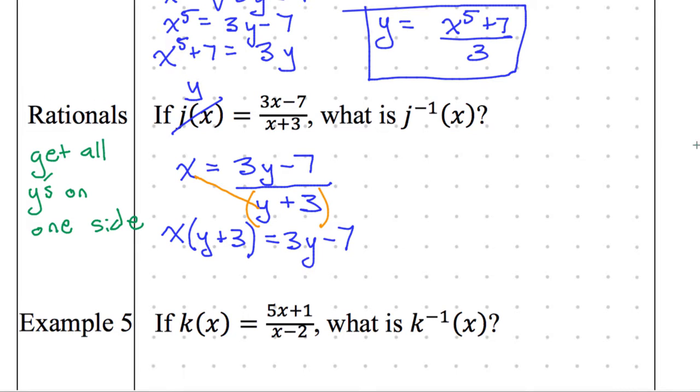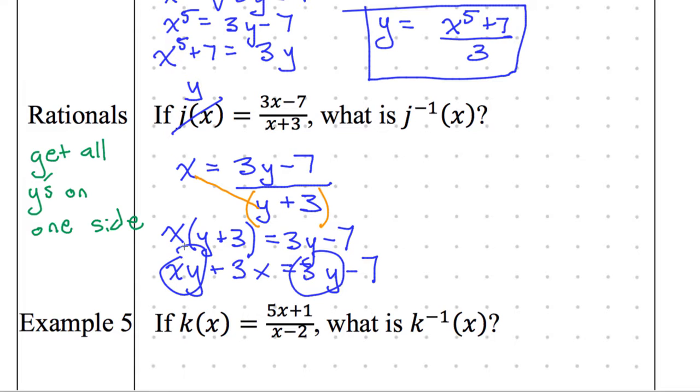So first, distribute. Someone just call out what's going to happen here. Distribute, and I'm going to get what? Go for it, Fiona. xy plus x, 3x. Plus 3x, yep. x(y + 3) gives xy plus 3x is equal to 3y minus 7, so that was the distribution. But I need to get all of my y's on one side. There's a y, there's a y. Those two should be on the same side.